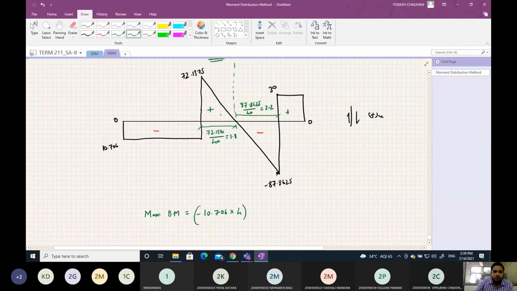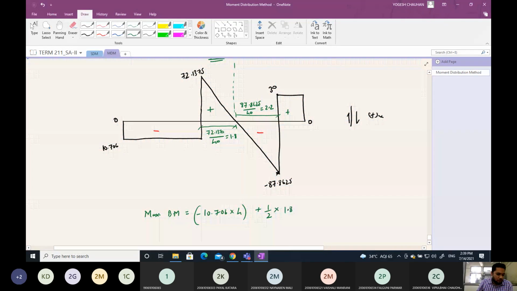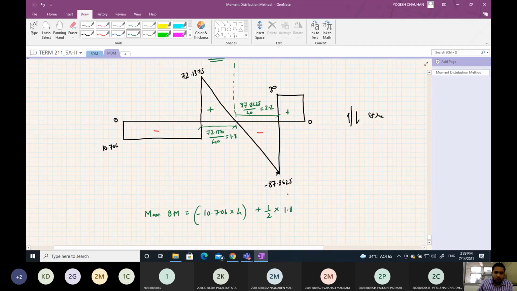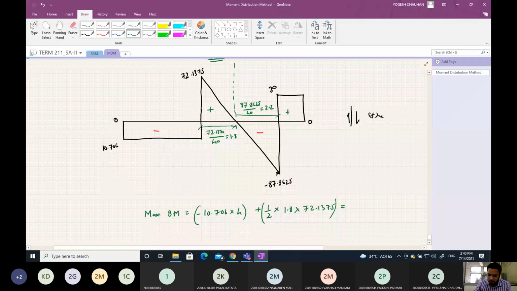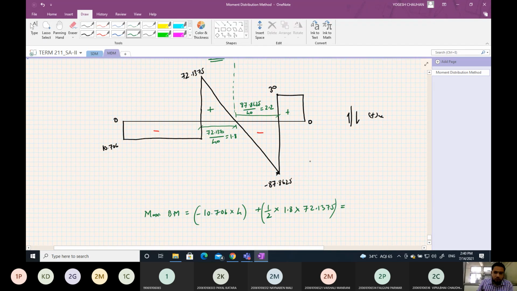Now you add the area of this triangle. So the area of the triangle will be 1 by 2, base is 1.8, into height is 72.1375. If you sum them, you will get the moment at the point of zero shear. So that will be 22.224 kilonewton meter.